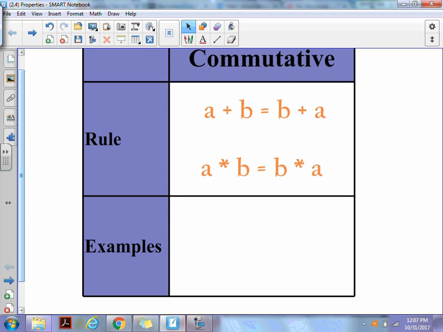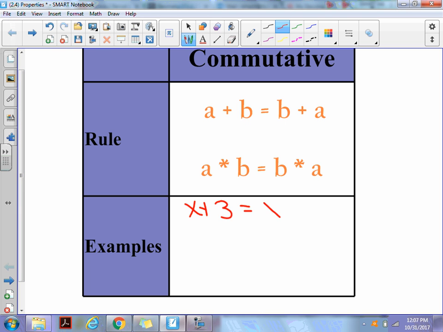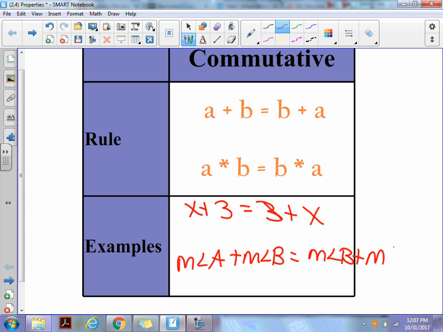So, an example in algebra would be x plus 3 is the same as 3 plus x. Okay, if we're going to work in geometry land, the measurement of angle A plus the measurement of angle B would be the same as the measurement of angle B plus the measurement of angle A. Okay, the order in which you add or multiply does not matter.